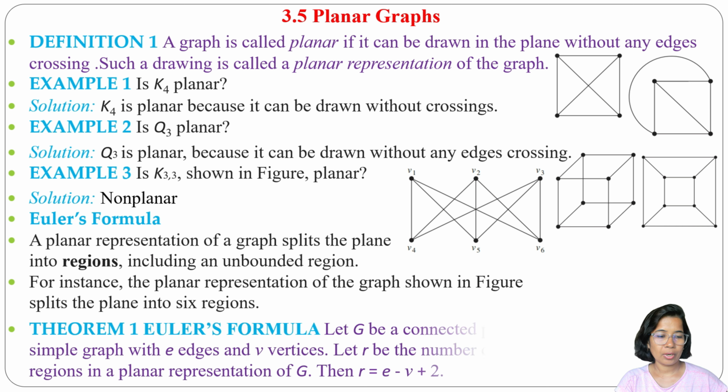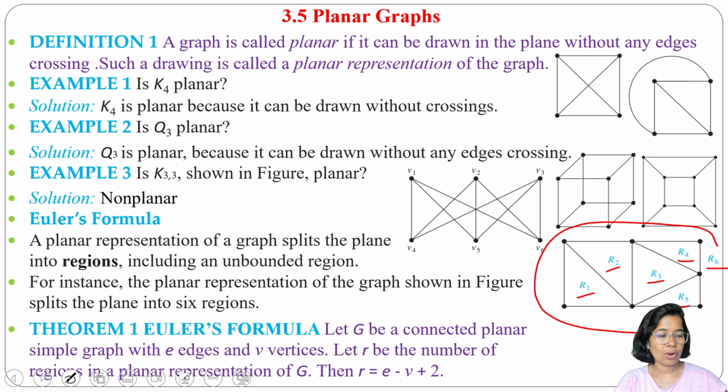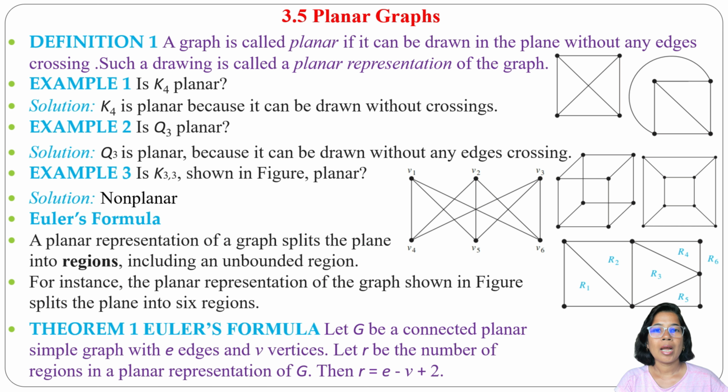So here is an example of a graph having different regions. R1, R2, R3, R4 and R5 are bounded regions, whereas R6 is an unbounded region, that is, the outside. So R6 is all the outside region. R1 is just within these 3 edges. Now Theorem 1, Euler's formula. Let G be a connected planar simple graph with E edges and V vertices. Let R be the number of regions in a planar representation of G. Then R equals E minus V plus 2.